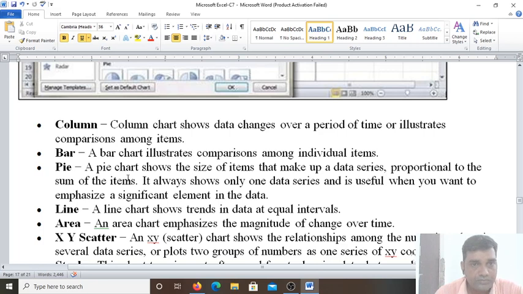A bar chart illustrates the comparison among individual items. If you want to compare individual items, we can go for the bar chart. The bar chart displays the data in the form of long rectangular rods called bars, placed vertically or horizontally on the chart area, as you can see in figure 3.3 in the book. In this type of chart, categories are represented on the vertical axis and the values are represented on the horizontal axis.